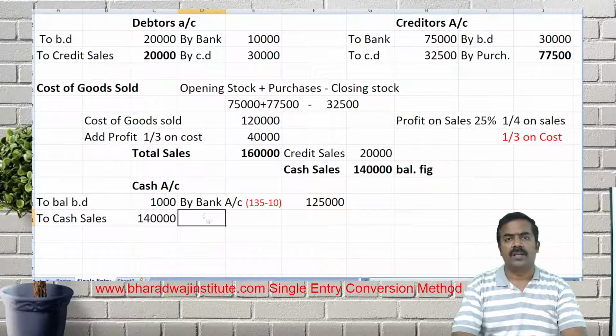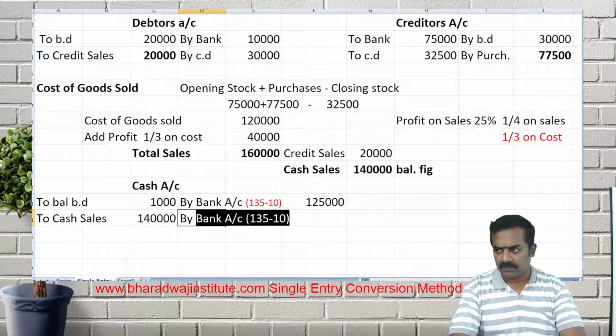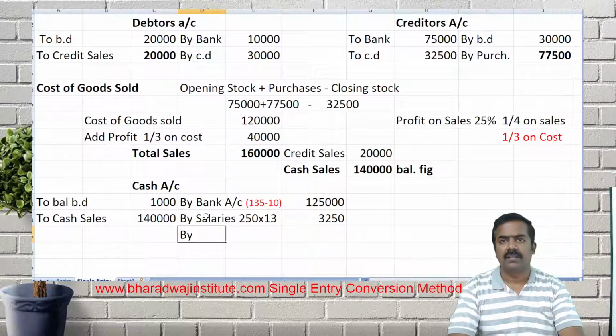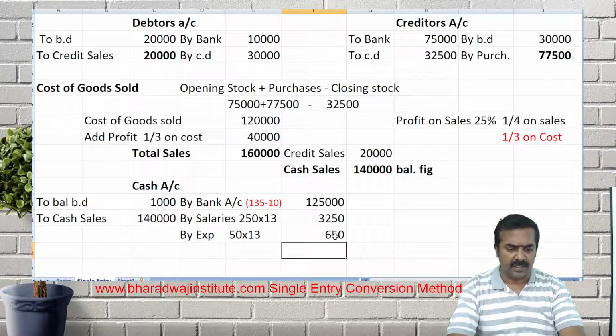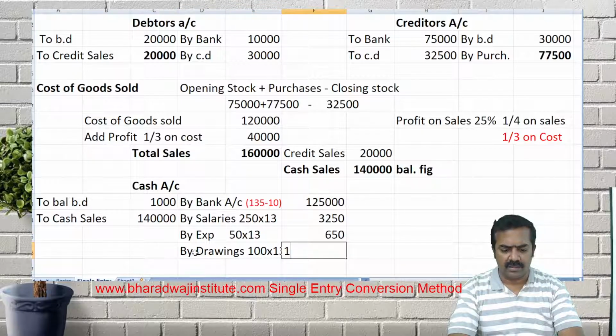Then what else is paid? Weekly expenses are paid. Salaries, how much do we pay? 250 into 13 weeks. How much? 3,250. Then sundry expenses, odd expenses, how much do we pay? 50 into 13, that is 650. Then personal expenses means drawings. Drawings, how much? 100 into 13, 1,300.